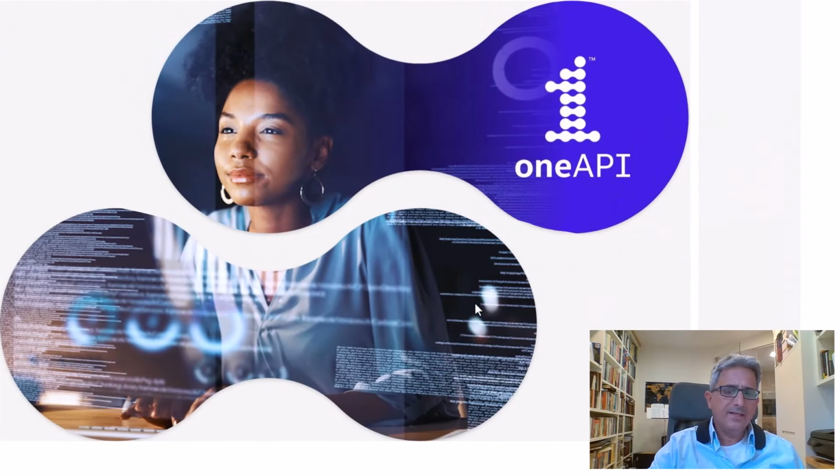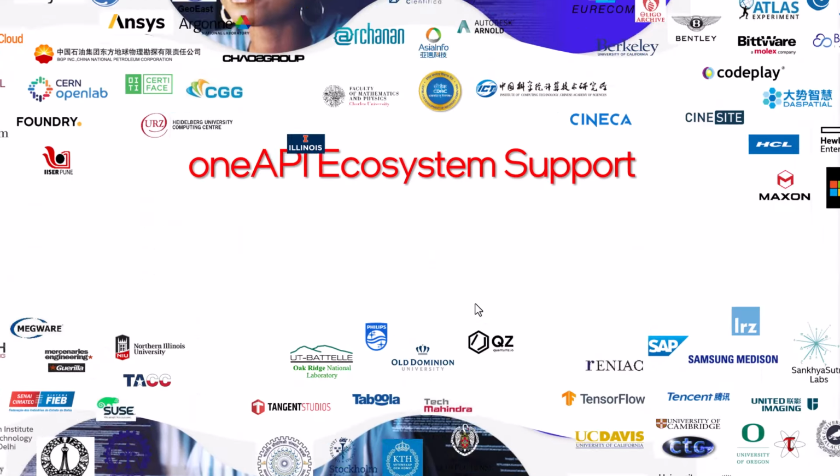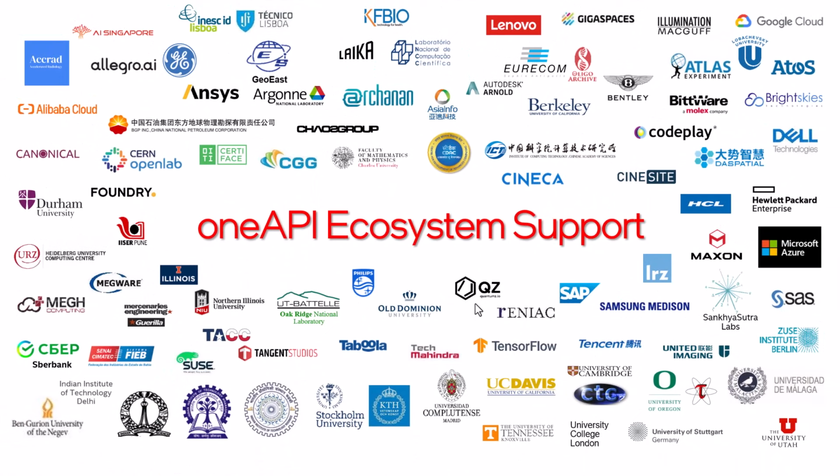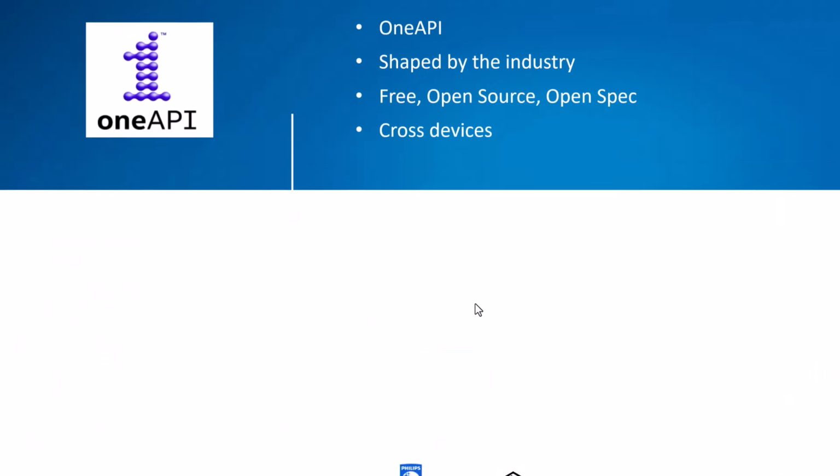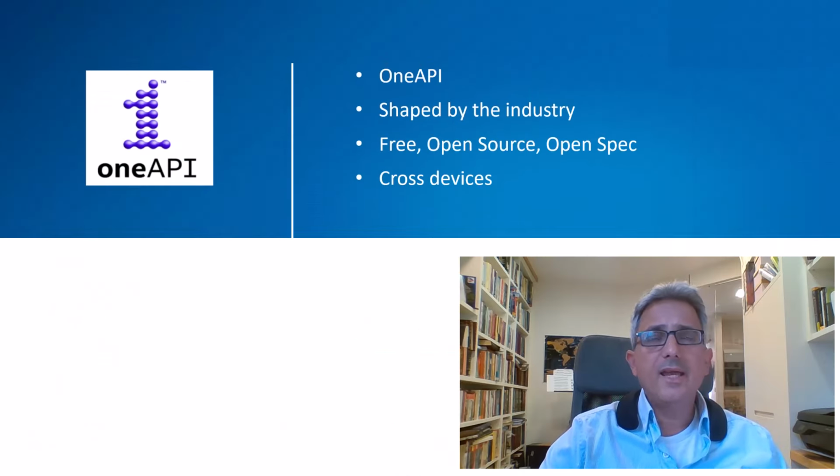oneAPI is an industry initiative to unify software stacks and to work across devices, architectures, and vendors. There are already many partners involved: universities, research centers, and commercial companies. They're all working together to define the specs, to build the compilers, the libraries, and the tools, and they all contribute to oneAPI. There are already tools in the market and forums that you can take part in to help define the specs and the standards.